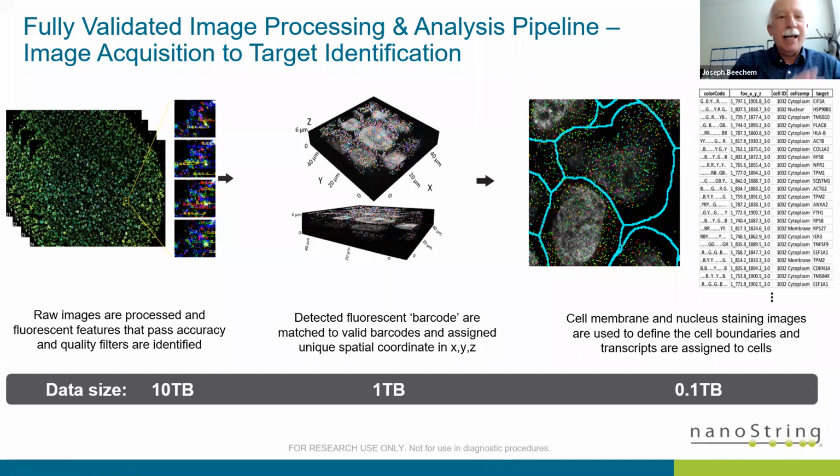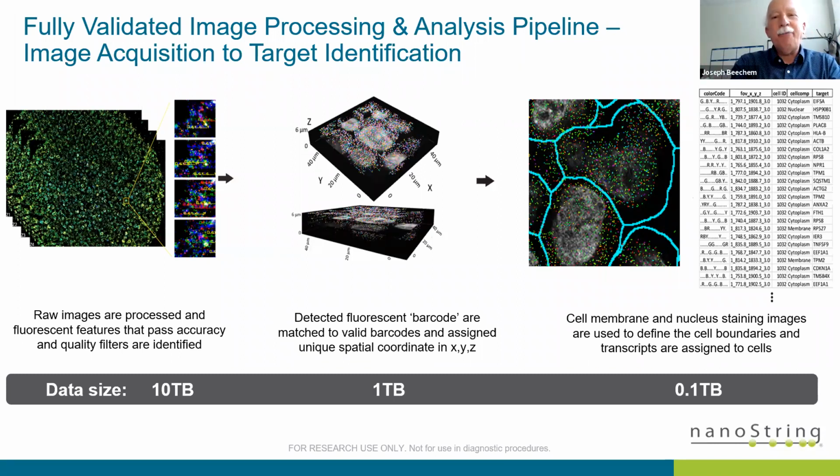At 10 terabytes, luckily it never actually has to move out of the SMI. It sits there. All these things then get decoded. They get turned into actual digital genes or proteins. And all those digital genes and proteins have an X, Y, and Z coordinate that you can see over here. And once you've digitized it at that level, you're down to about 1 terabyte of information, which is more manageable than 10.